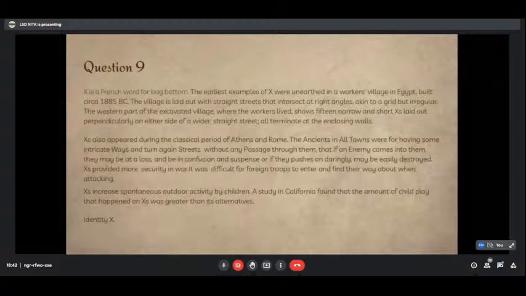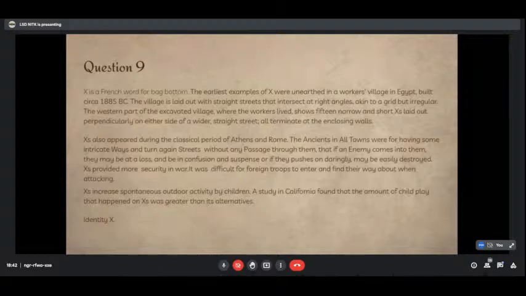X's also appear during the classical period of Athens and Rome. The ancients in all towns were for having some intricate ways and turn against streets without any passage through them, so that if an enemy comes into them, they may be at a loss and be in confusion and suspense, or if they push on daringly, may be easily destroyed. X's provide more security in war. It was difficult for foreign troops to enter and find their way about when attacking.